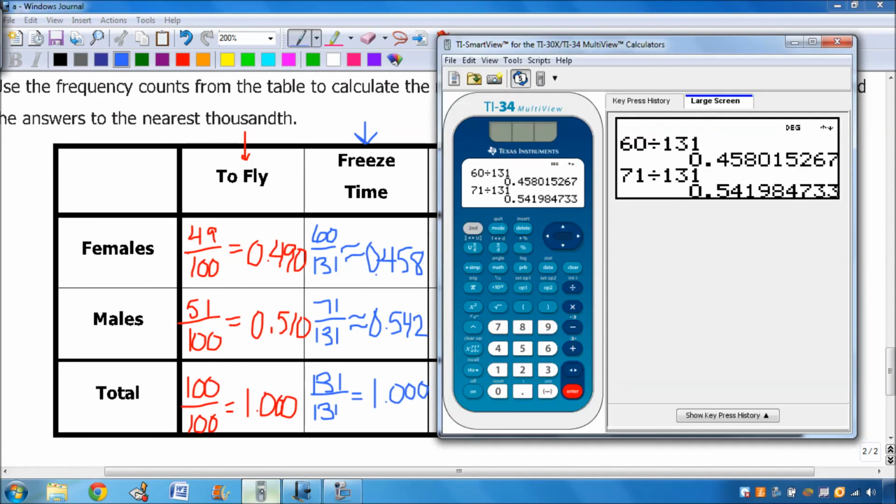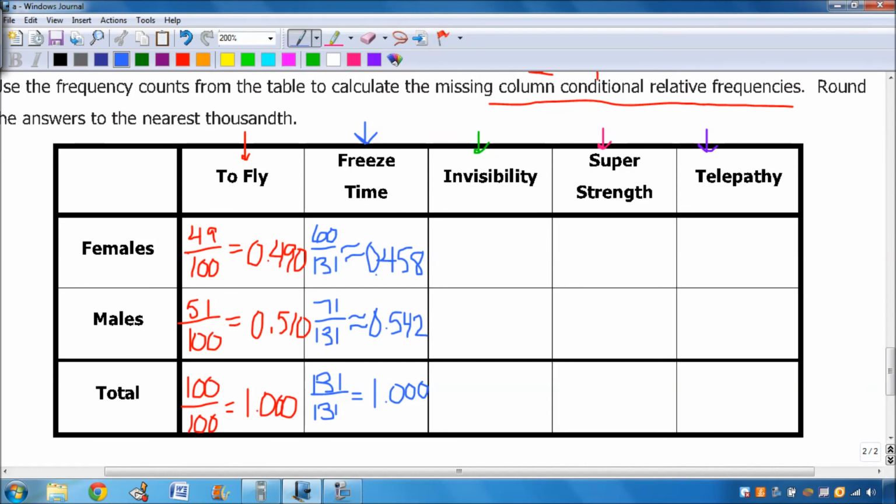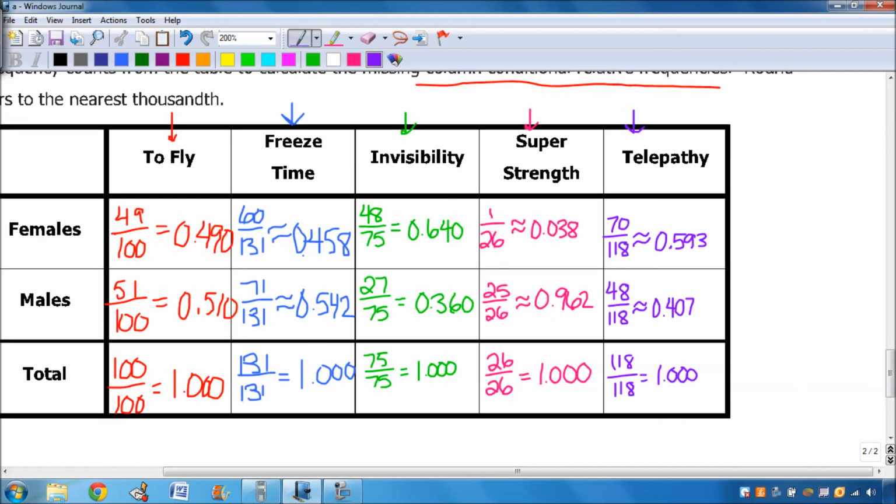Add them together, you get 0.458 plus 0.542. Add them together, you end up getting a whole, and that works out the way we want it to. I would like you to please calculate the remaining 9 boxes in this table on your own, and then come back to me to see how you did. Make sure you give yourselves a chance to try it on your own so you really understand how to do this, all right? All right, so these are the values you should have gotten.